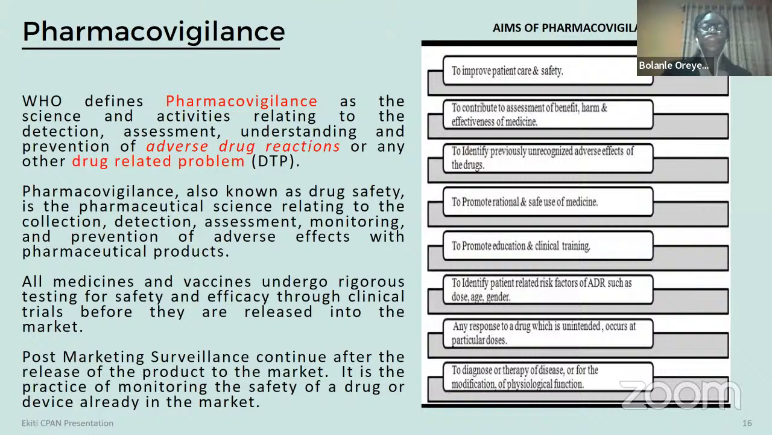That brings us to pharmacovigilance. As pharmacists, we should watch out for the effects of drugs, the unexpected effects that may come as a result of the medication that has been prescribed and used. Pharmacovigilance, according to WHO, is the science and activities relating to the detection, assessment, understanding and prevention of adverse drug therapy or any other drug-related problem.